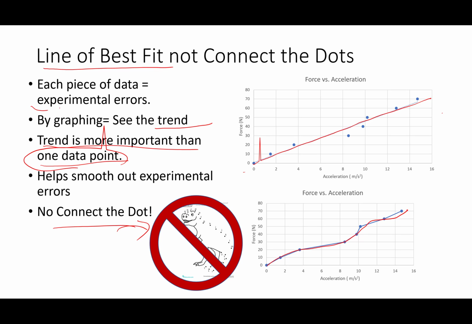Why? Because each experiment is full of experimental errors. If you are taking a beginning physics class, you are maybe measuring time with a stopwatch. Maybe you're measuring things with a meter stick. And if you are doing that, there are potential errors that are going to occur. And the trend line is going to help smooth out some of those experimental errors and make your results more correct.